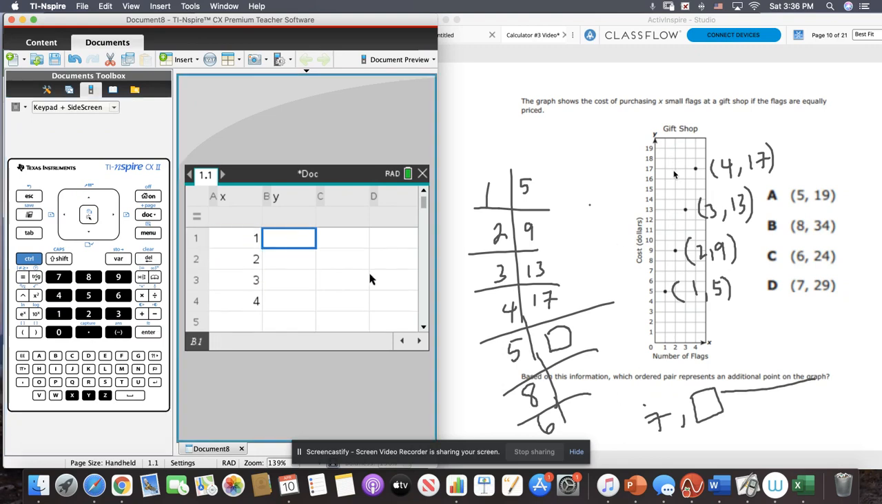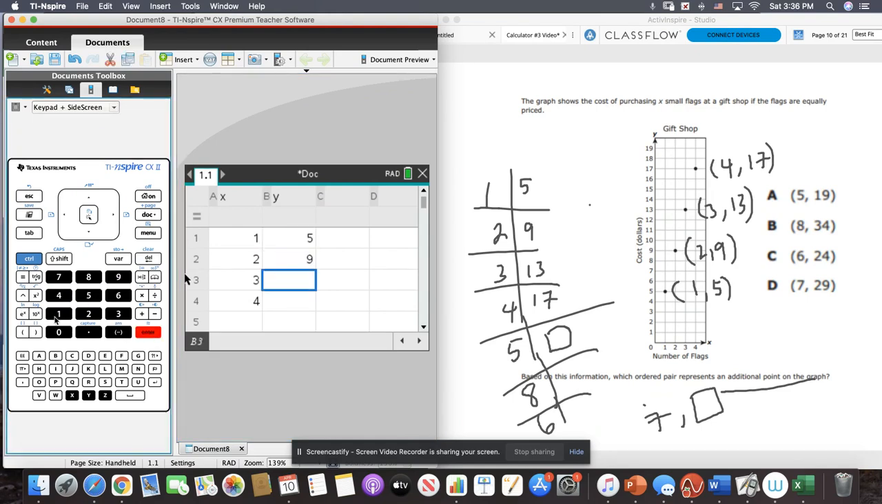They didn't put it in a table. They didn't write out the ordered pairs, but it's still a list of data. You just have to compile it. 9, 13, and 17. Enter.